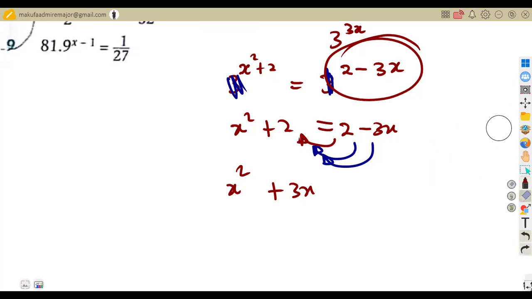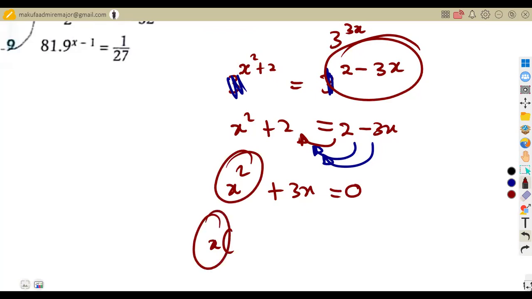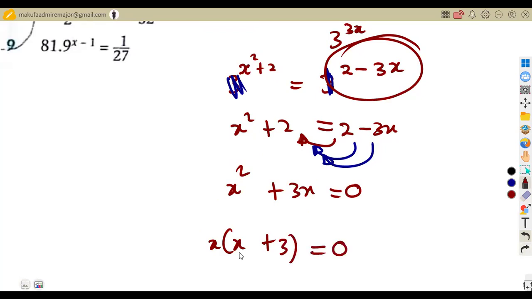We're just left with x squared plus 3x, which is equal to 0. x is common, so we're going to factor out x. x squared divided by x, what do we obtain? This is x, plus 3x divided by x, and the x cancels. We remain with the 3. So this is going to be x times the bracket x plus 3 is equal to 0.